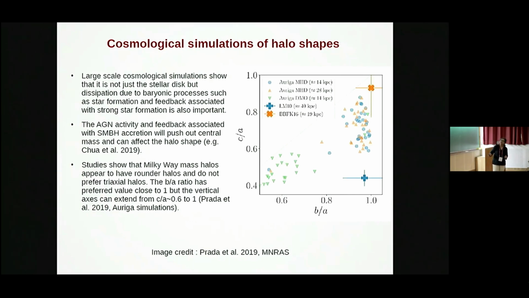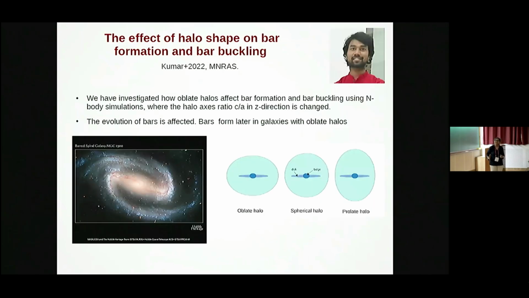And one thing I want you to notice here is that if you look at the c/a, which is the z-axis and the x-axis, you can see that it has mostly a variety of values, whereas the disk plane b/a is close to 1 for most of the cases, which indicates that in the disk plane of the galaxy, the disk is circular, but in the perpendicular plane, it can be oblate or it can be prolate.